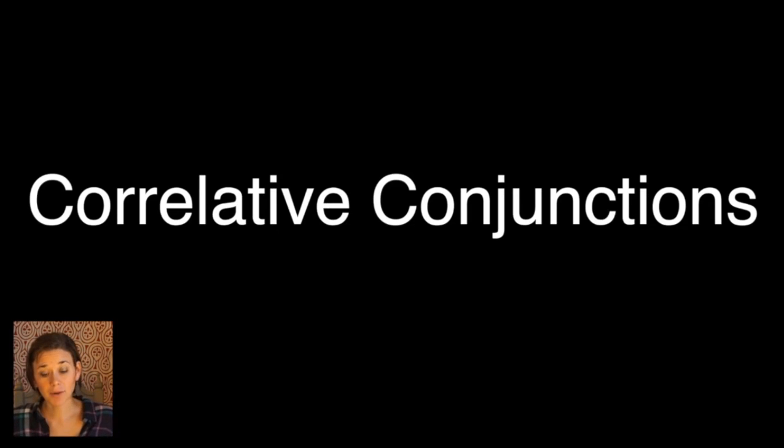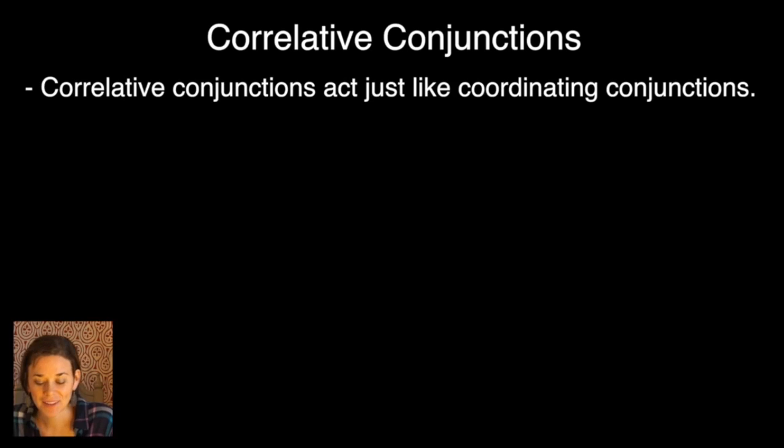Now, we're going to talk about correlative conjunctions. If you remember when I introduced conjunctions to you, I told you that there were 3 kinds of conjunctions. Coordinating conjunctions, which you have already learned about, correlative conjunctions, and subordinating conjunctions. We'll be talking about subordinating conjunctions later in this course. Right now, let's look at correlative conjunctions.